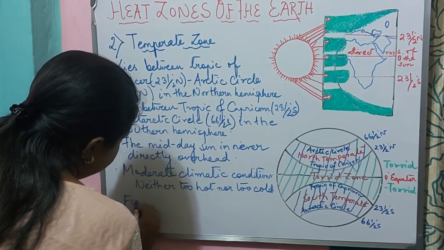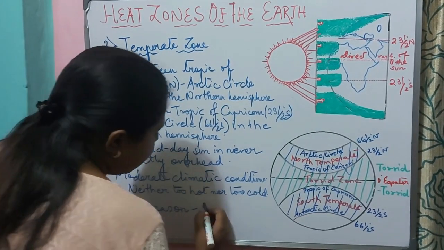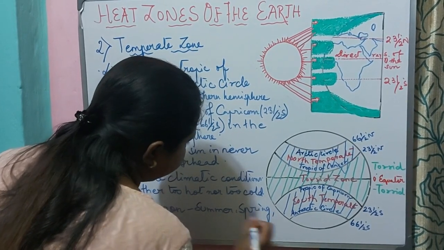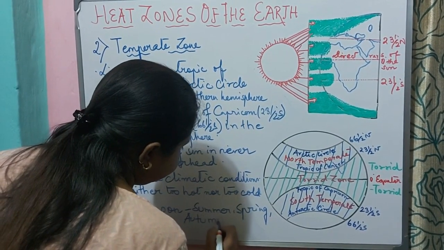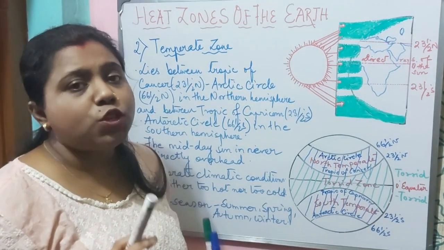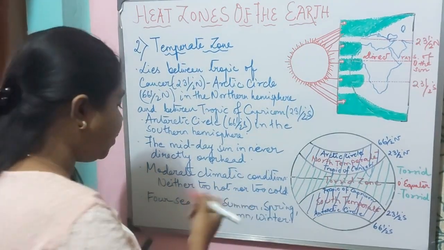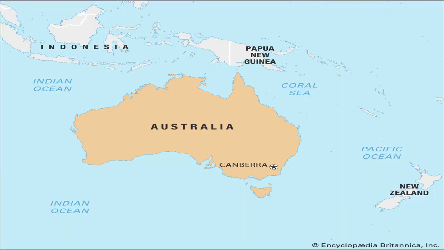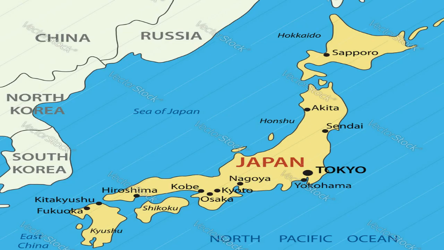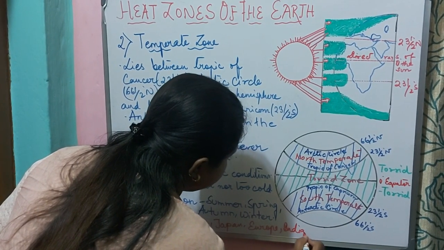Here we can see that this region experiences 4 seasons, that is summer, spring, autumn, winter. Now let us know some of the countries which lie in the temperate zone. Which are the countries that lie in the temperate zone? Australia, China, Japan, Europe. India also lies in the temperate zone.